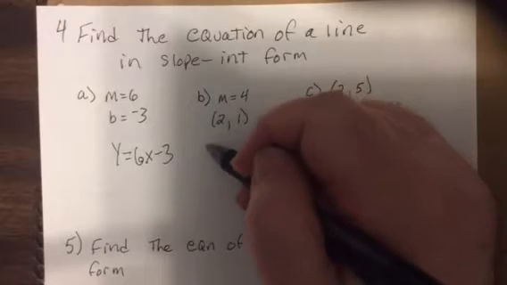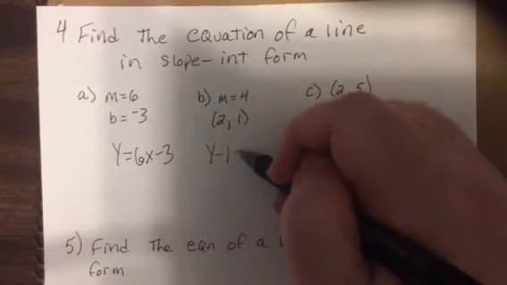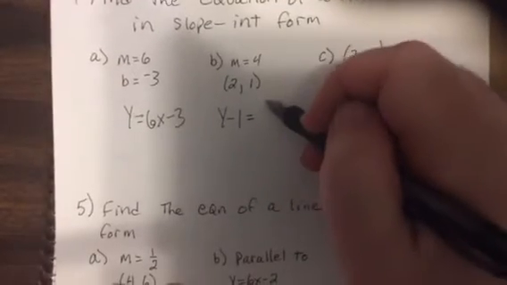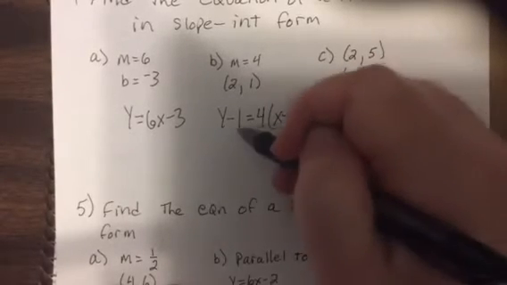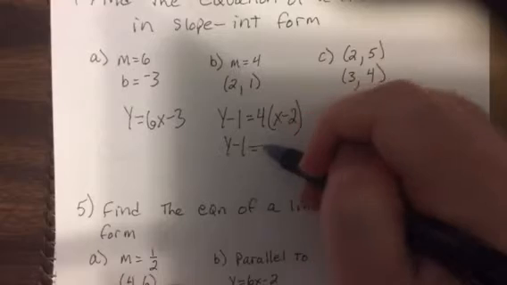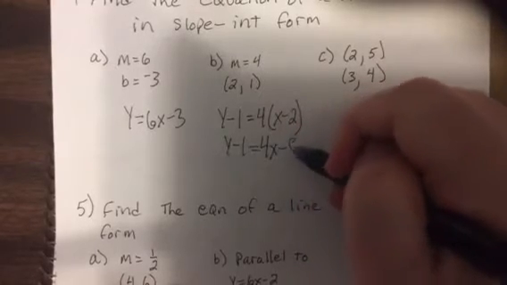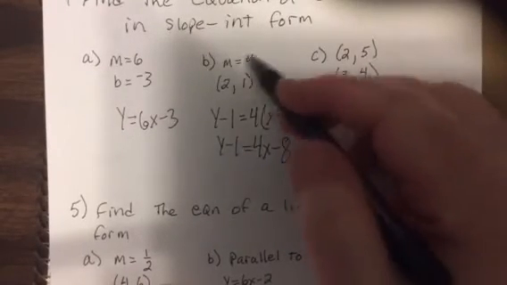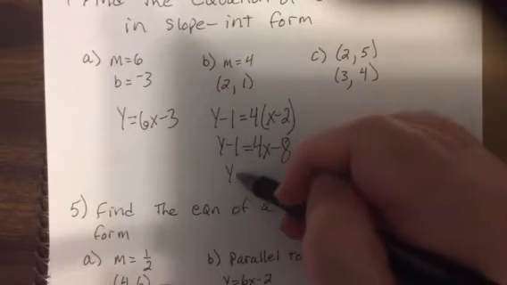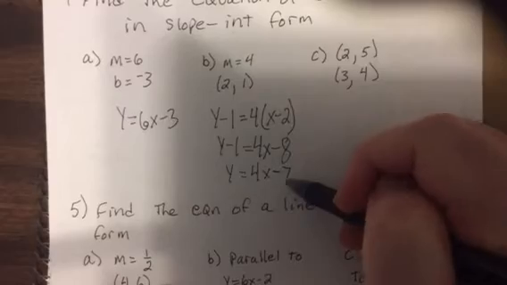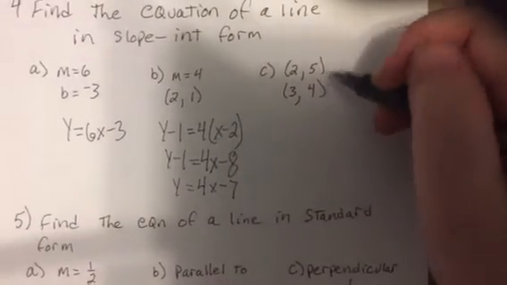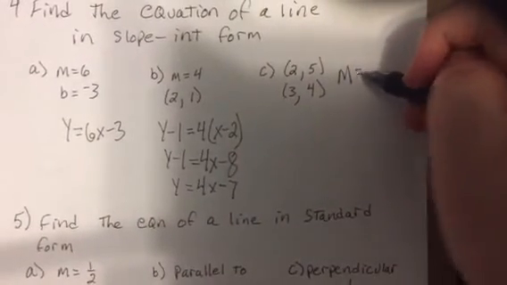Now I'm given a point and slope, so I'm going to use point-slope. y minus y1 equals the slope times x minus x1. I can't even read this. Okay, 4 times x minus 2. So y minus 1 equals 4x minus 8. And then slope-intercept, solve for y, so add 1 to both sides. y equals 4x minus 7.